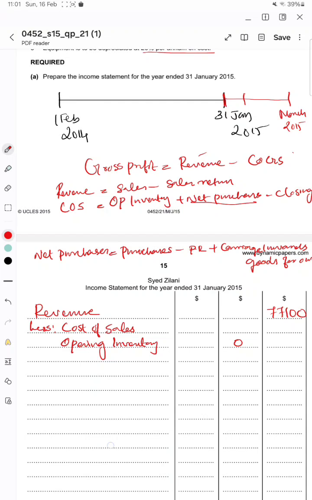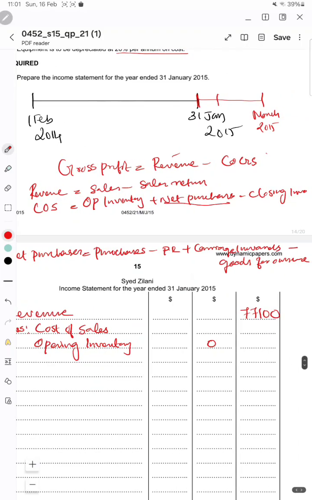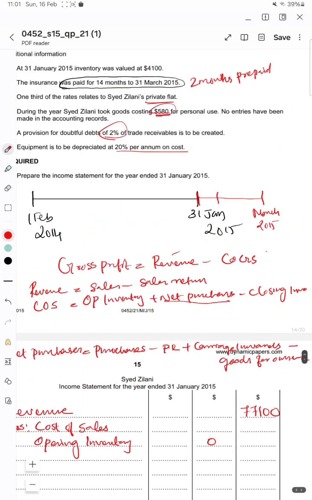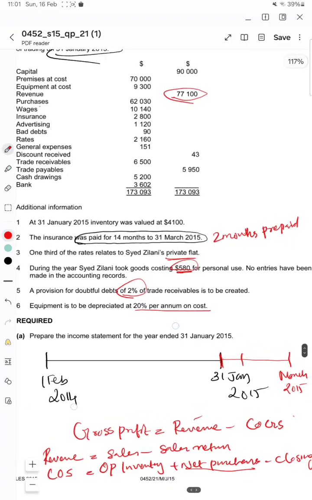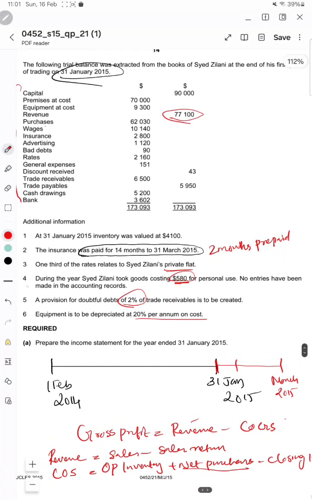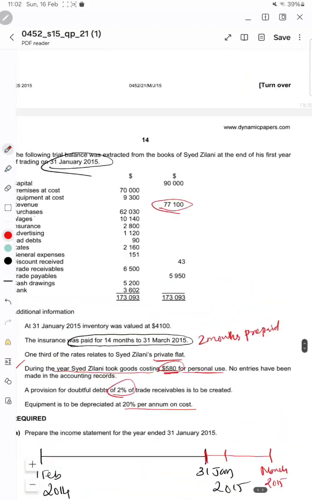The next one is net purchases. As we know, net purchases means purchases minus purchase return plus carriage inwards minus goods for own use. The goods for own use will be given in your additional information. The fourth adjustment is goods for own use. During the year, Said took goods costing 580 for personal drawings, so that should be deducted.